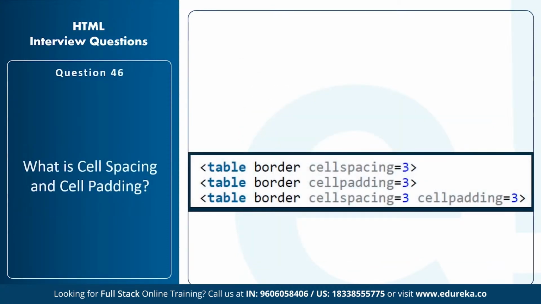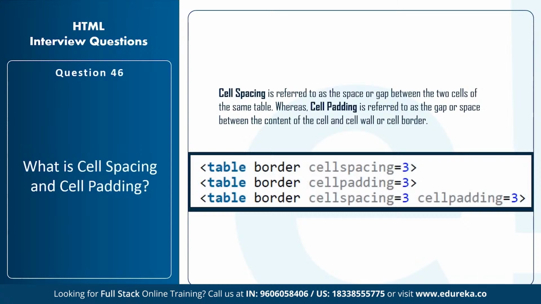Now moving on, what is cell spacing and cell padding? Now cell spacing is referred to as the space or the gap between two cells of the same table, whereas cell padding is referred to as the gap or the space between the content of the cell and the cell wall or cell border. So you can see that you can specify the cell spacing in the following way, where you just have to put the border, cell spacing and the value inside your table tag, and also you can specify the cell padding value in a similar way.